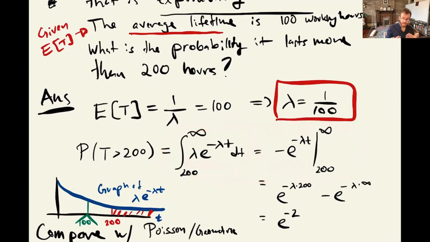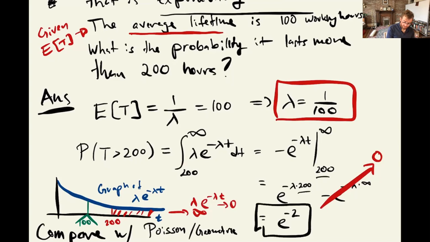All right, well, obviously e to the minus infinity, we can just see that as this goes out to infinity, e to the minus lambda t goes to 0. So this factor goes to 0. Then we're only left with what was on the lower limit here, which was 200. Now I need to multiply by lambda. Lambda is 1 over 100. And so I end up getting e to the minus 2. So that's our answer.